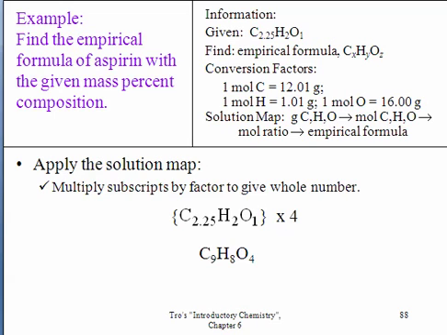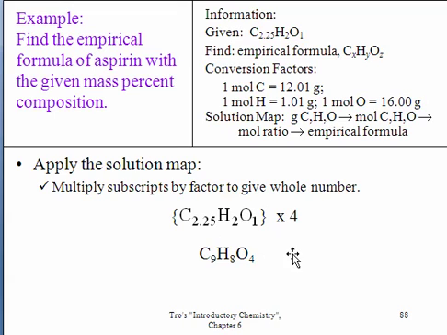And what we have to do is make it a whole number. 2.25 is the same as 2 1/4, and to make a fourth a whole number, we've got to multiply it by 4. So when I multiply these values by 4, we get C9, H8, O4. So we can see that our subscripts have no common factor, and this is an empirical formula.